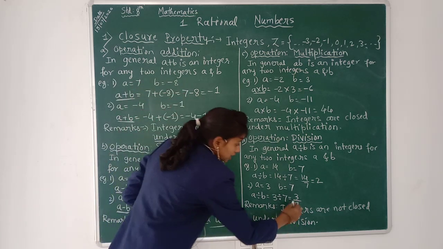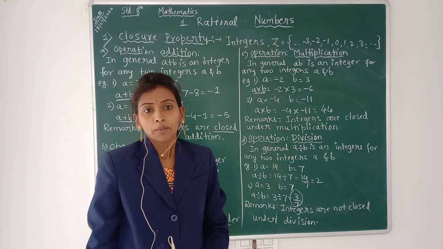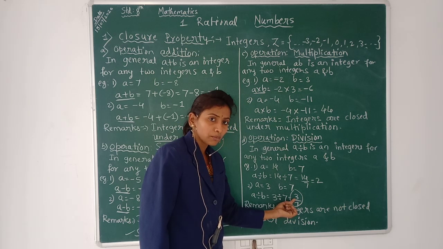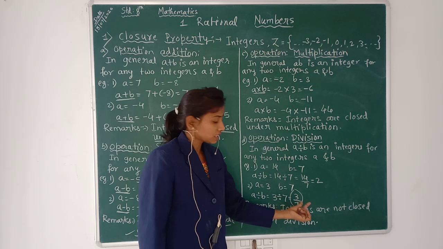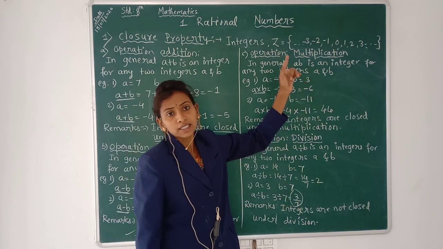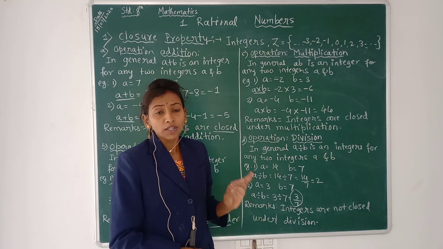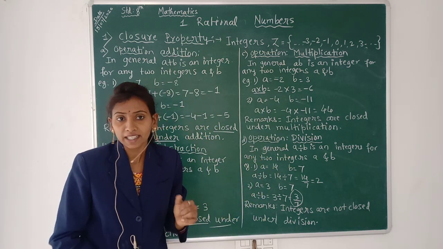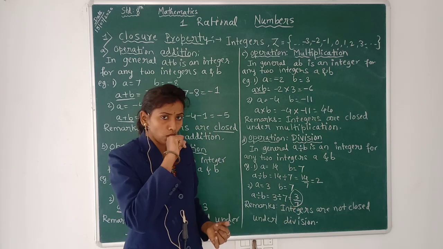3 by 7 is in the form of P by Q. This is a rational number, because 3 by 7 is a fraction. So the integer set does not include this number. This number is not contained in the set of integers. But here 2 is in the set of integers. It is not always included. So if it is not included, then you will conclude that integers are not closed under division. See, in the last example you are getting 3 by 7.